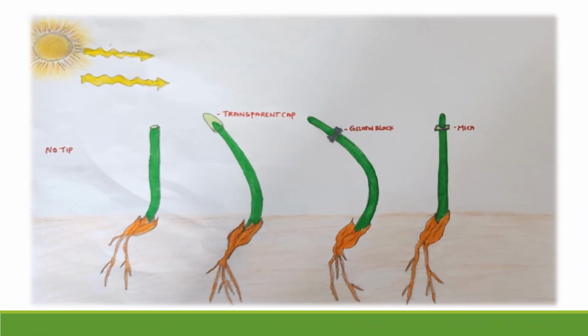Charles and Francis covered the tips of a few seedlings with little caps. They noticed that the plants stopped bending towards the light when the tips were covered. This led them to believe that the plant's tip was essential in sensing light.